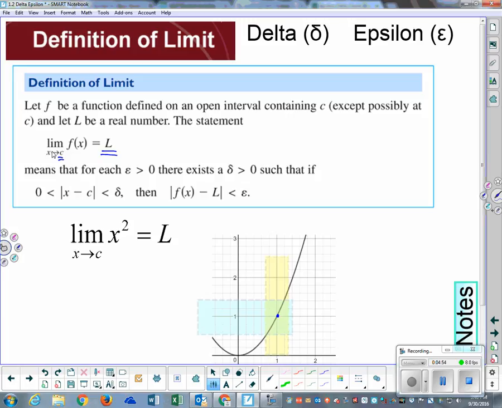This means that for each epsilon greater than 0, there exists a delta greater than 0, such that if the absolute value of x minus c is less than delta, then the absolute value of f of x minus L will be less than epsilon. And it is this picture here that we have showing in the shading. Here's my L value, and then this would be L plus epsilon, L minus epsilon.